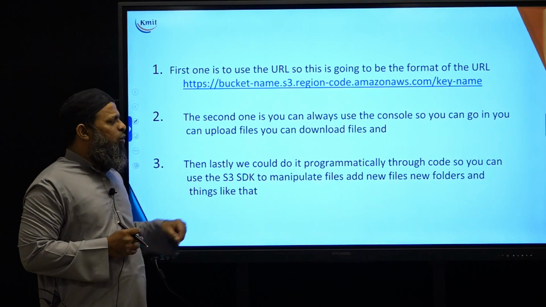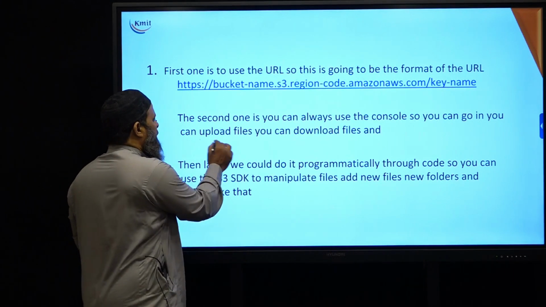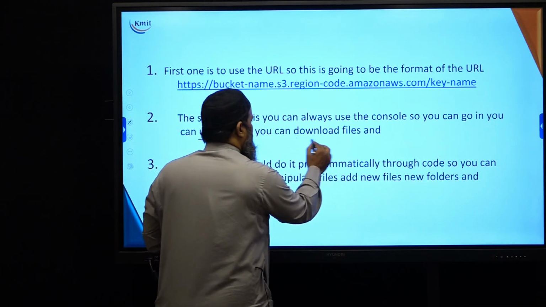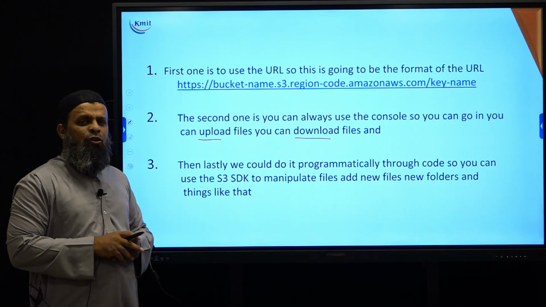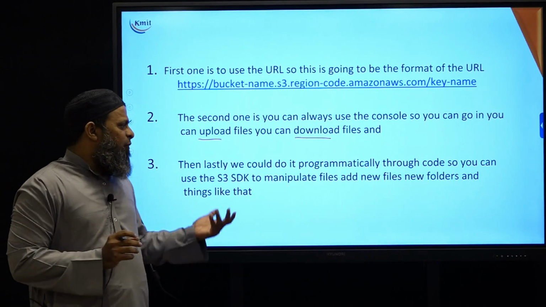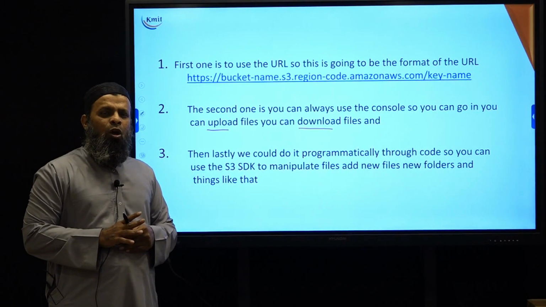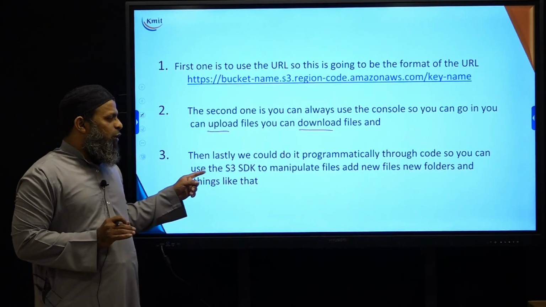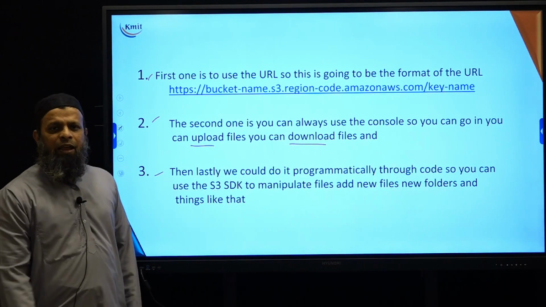The second way is using the console. You have an upload button, which will help you to upload the files into that bucket, or if you want to download, you have a download button wherein you can download the files from that bucket. Finally, the third way is you can write code. The S3 SDK, software development kit, is there, wherein you can write the code. Using that code you can insert the files in that bucket or folder, or you can delete the folders inside that bucket, whatever you want to do. So, these are the three ways through which you can access the bucket in S3.